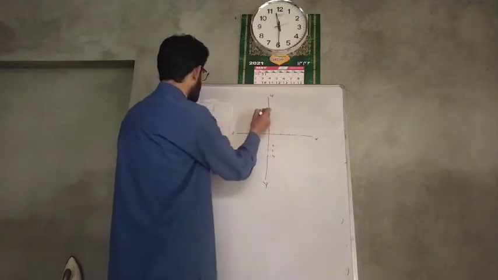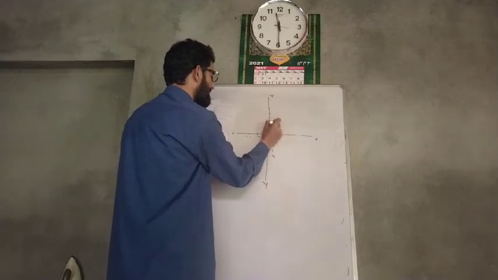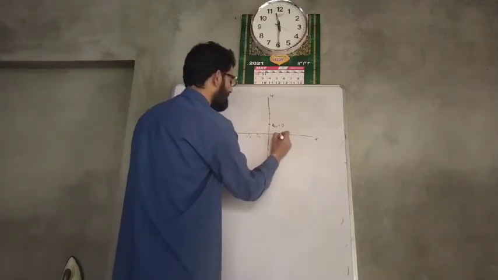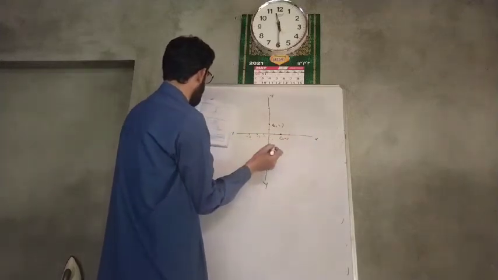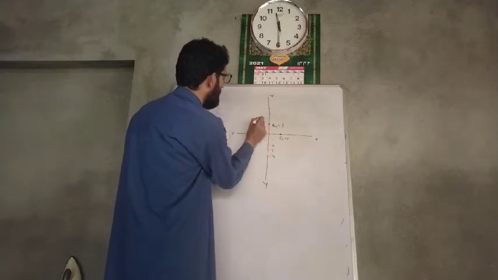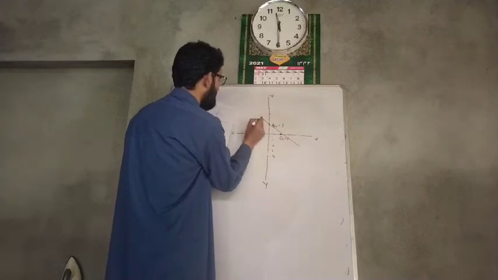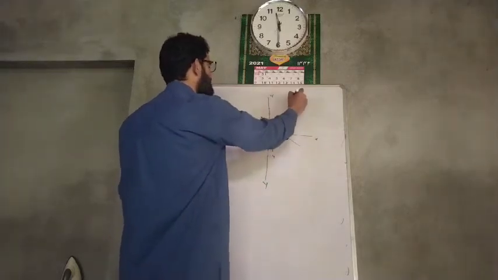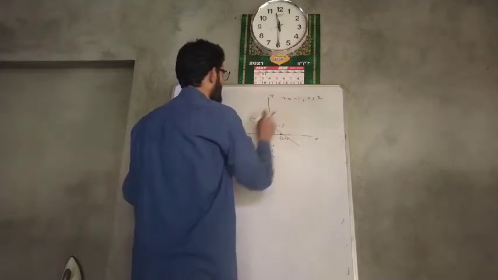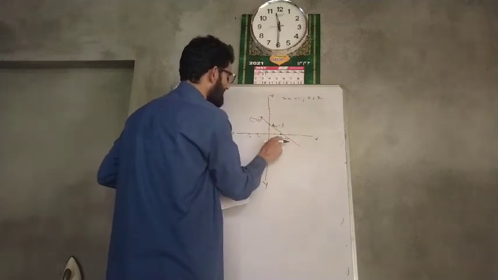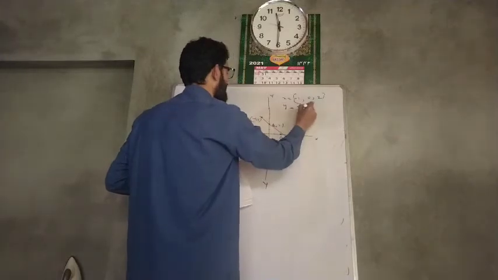Now the points are like this: 0, 2 is one value. Then 2, 0 is this value. And minus 1, 3 is this value. Now what is x? x is here minus 1, 0 and 2. This is the value of x: minus 1 is x, 0 is x, and 2 is x. And what is y? y is here 3, 2 and 0.